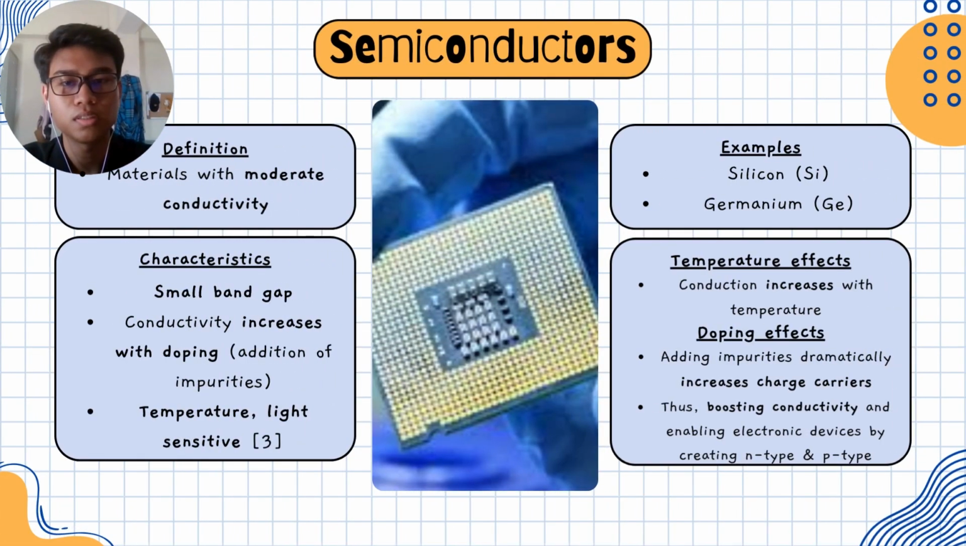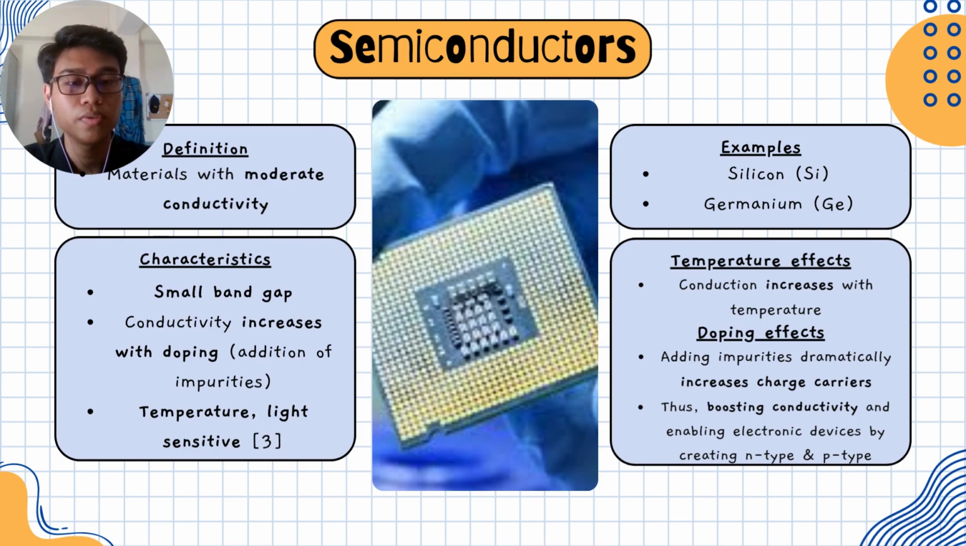Next is semiconductors. Semiconductors are materials with moderate conductivity. The characteristics of semiconductors are a small band gap where the conductivity increases with doping. Doping is an addition of impurities, and it is also temperature and light sensitive. A few examples of semiconductors are silicon and germanium.